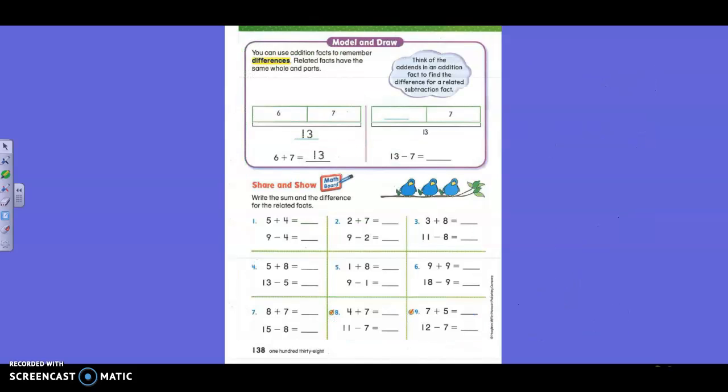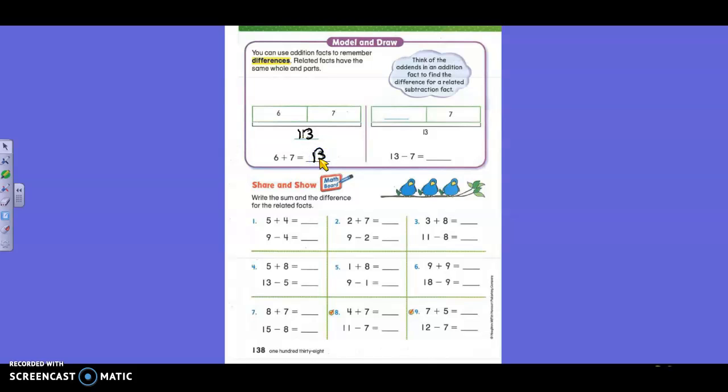All right. You can use addition facts to remember differences, which means subtraction. Related facts have the same wholes and parts. Okay, so they're saying, think of the add-ins in an addition fact to find a difference for related subtraction facts. All those numbers were the same, so they are all related, okay? 6 plus 7 is 13, okay?